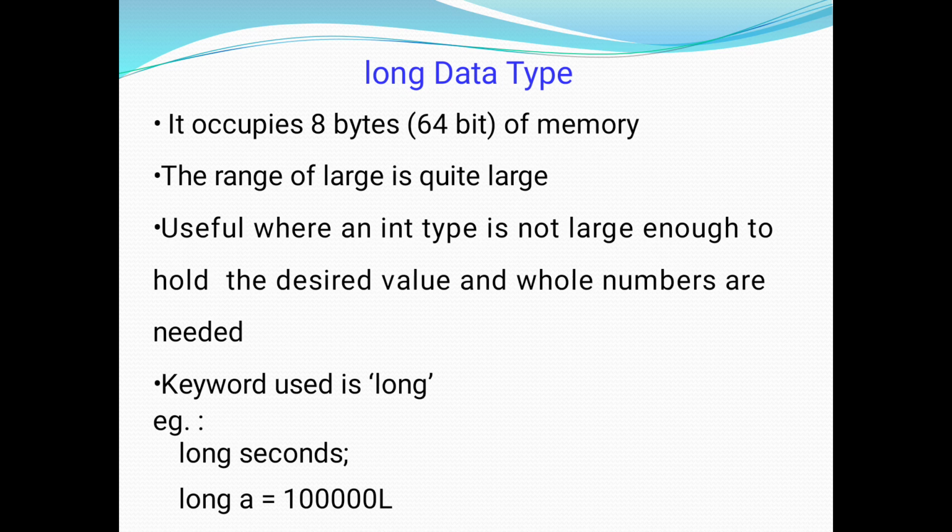Next numeric data type is long. It occupies 8 bytes, that is 64 bits of memory. Its range is large. When large whole numbers are needed, long data types are declared using the keyword long. The letter L is appended to the end of the integer number to make it a long data type. In the first example, variable second is declared as a long data type, and in the second example, a value of 10 lakh is initialized to a variable a.